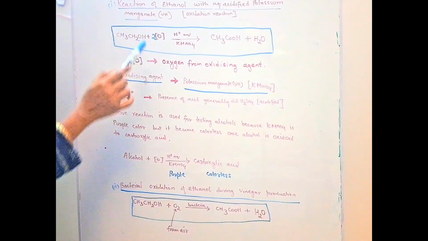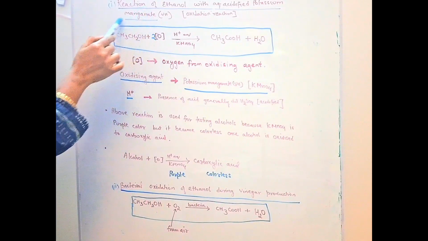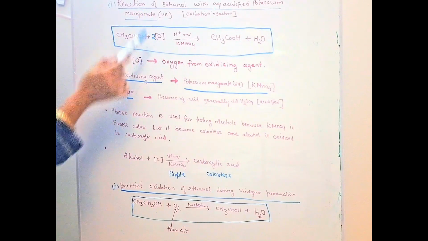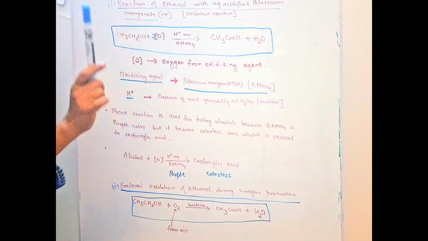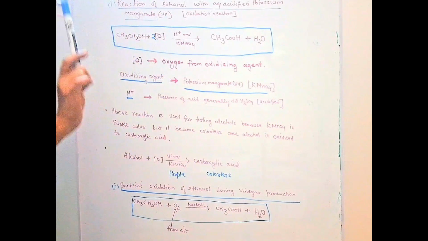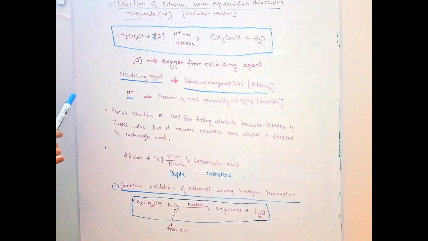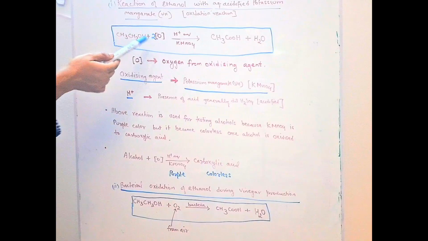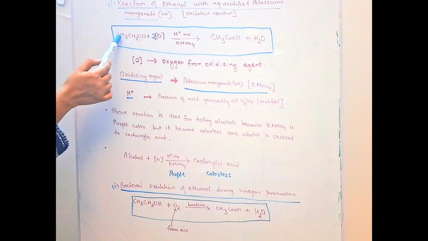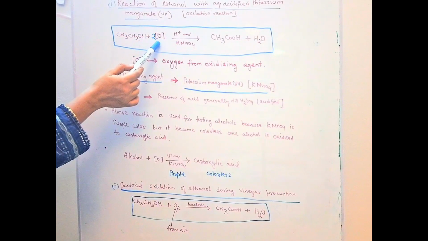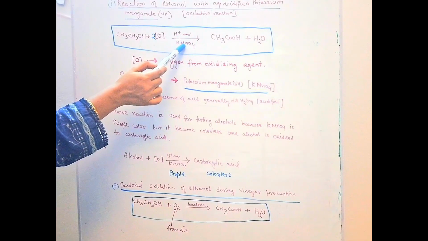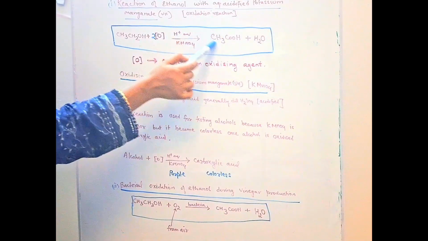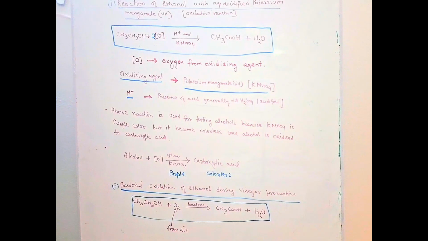So remember one thing, whenever we are doing oxidation of ethanol by using KMnO4 oxidizing agent, it must be aqueous and acidified, then only we will get ethanoic acid. Now you see the reaction: when ethanol reacts with 2 oxygen, which we get from KMnO4 acting as an oxidizing agent, we will get ethanoic acid and water.